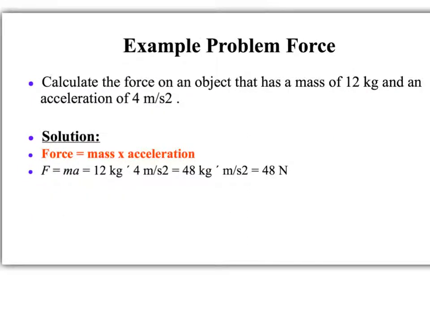In this problem, we are still using force equals mass times acceleration. Calculate the force of an object that has a mass of 12 kilograms and an acceleration of 4 meters per second. We do the math. We should get 48 newtons as our answer. Force problems are very straightforward and simple. You just need to identify what is given in the problem and what you must solve for.